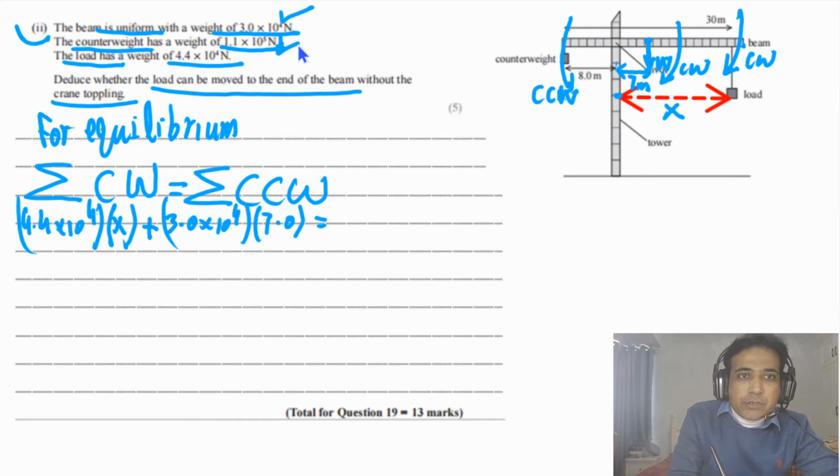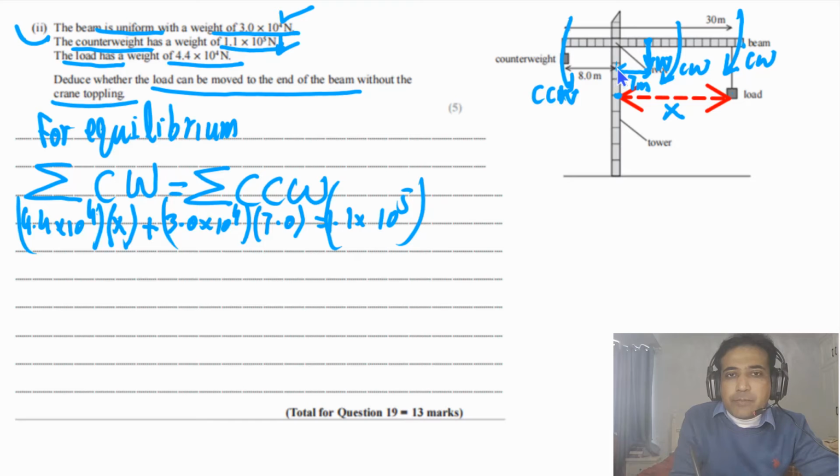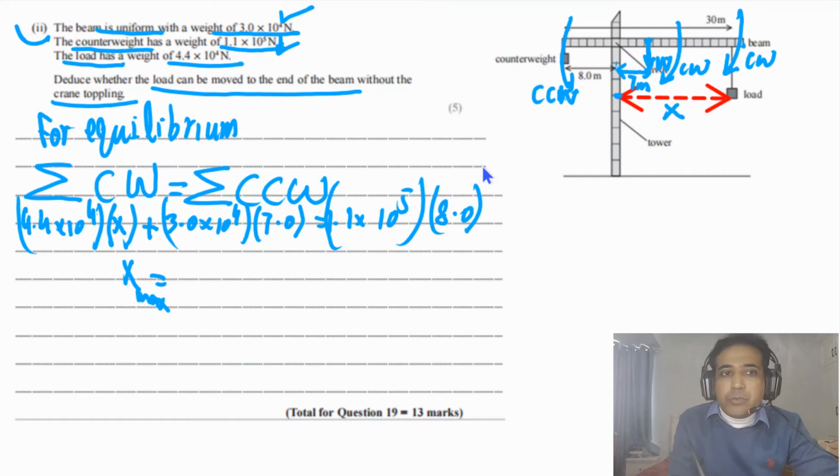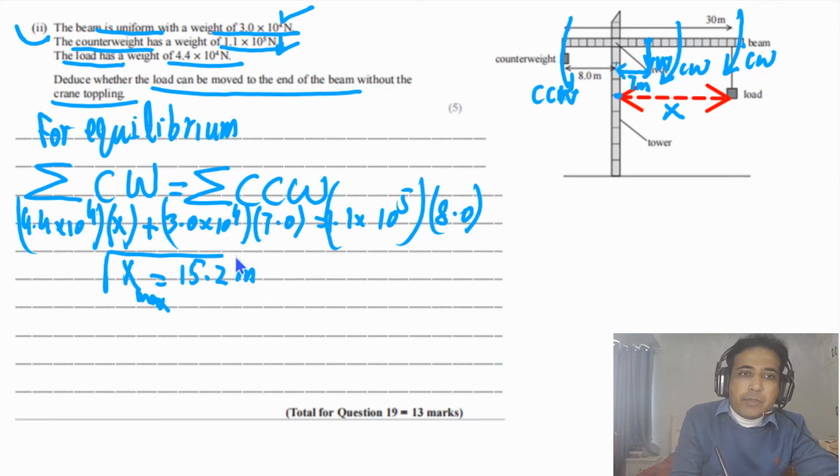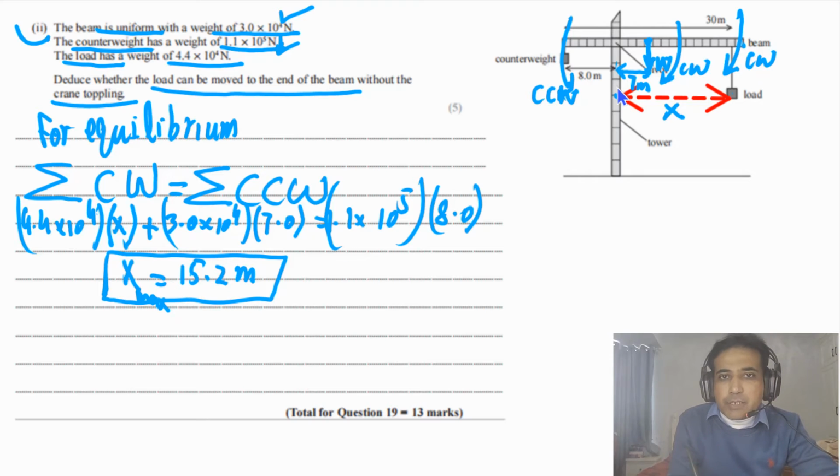The weight of this counterweight is 1.1 times 10 to the 5, and its distance from the center of this tower is equal to 8.0. So from here we can find the value of x. If we figure out the value of x, this will be the maximum distance from the center of the tower. So x max in this case will be equal to 15.2 meters.